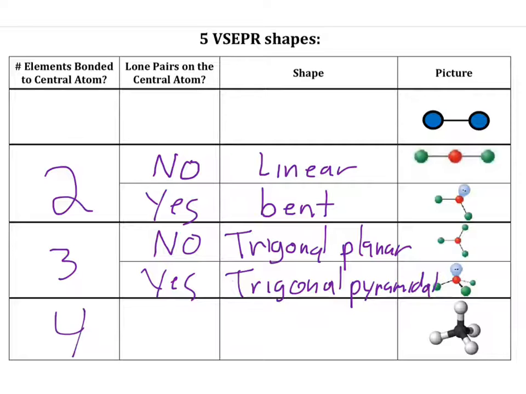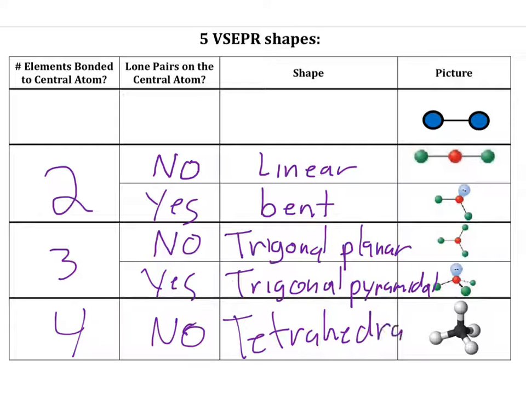And then the last one, if it has 4 atoms on the central atom, this is the only situation you'll come across. We're going to call this tetrahedral. Again, tetra means 4. So it's called a tetrahedral.